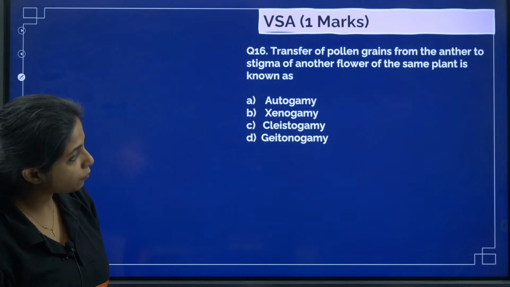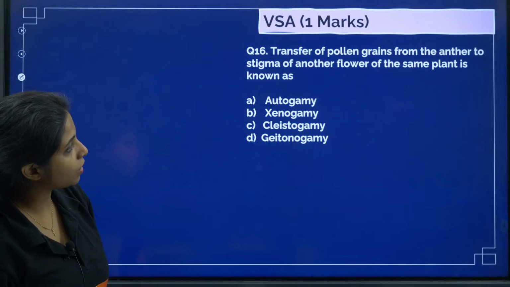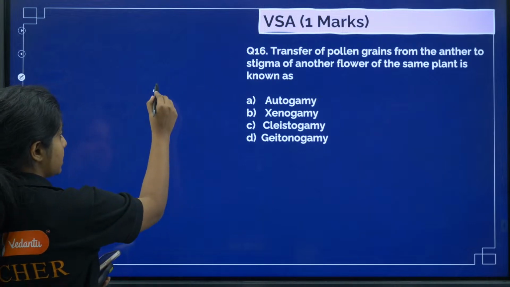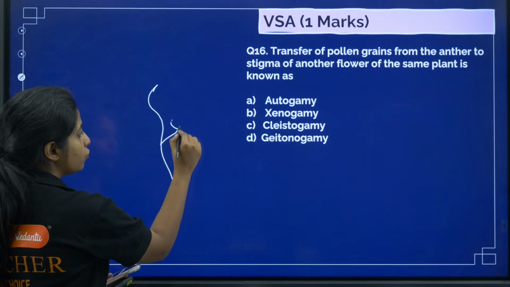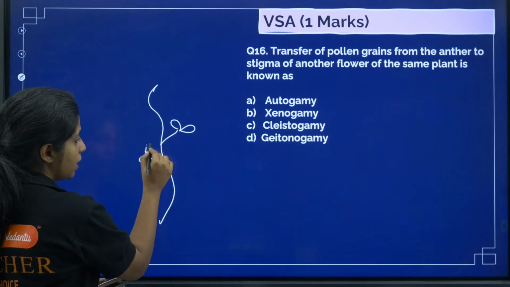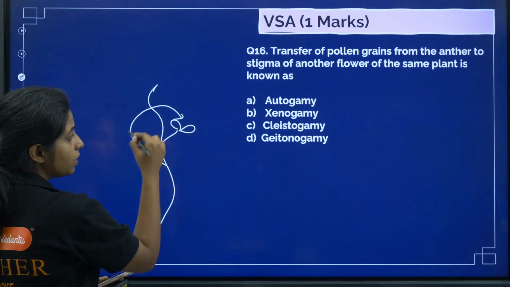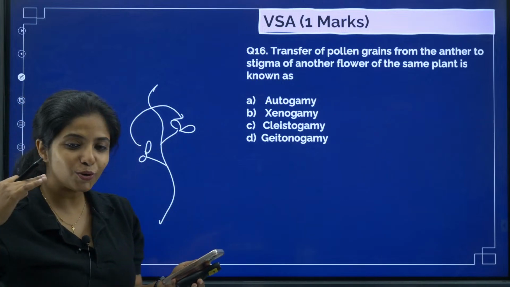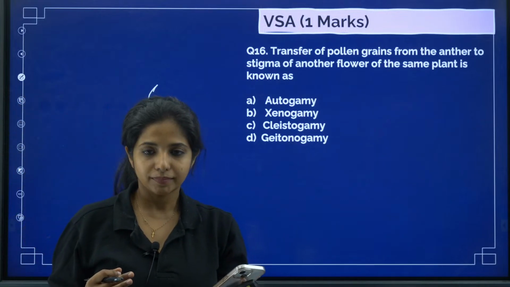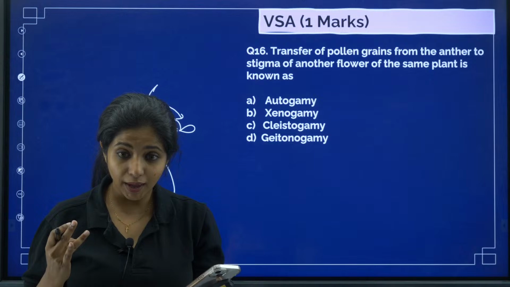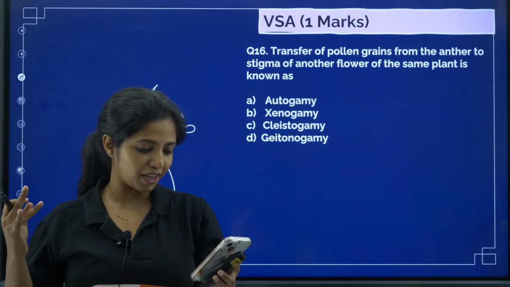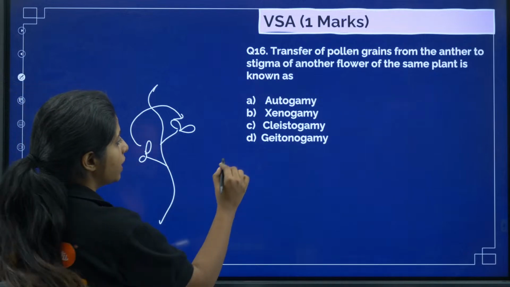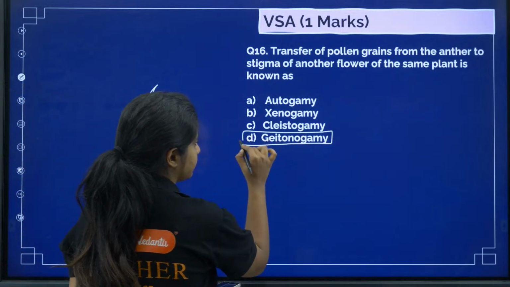Transfer of pollen grains from the anther to the stigma of another flower of the same plant. I told you, if it's the same plant, you have two flowers, my dear children, and the transfer of pollen grains is happening from here to here. What do you call this? I just told you right now. Autogamy, xenogamy, clistogamy, gytenogamy. 16D, it is what? Gytenogamy.